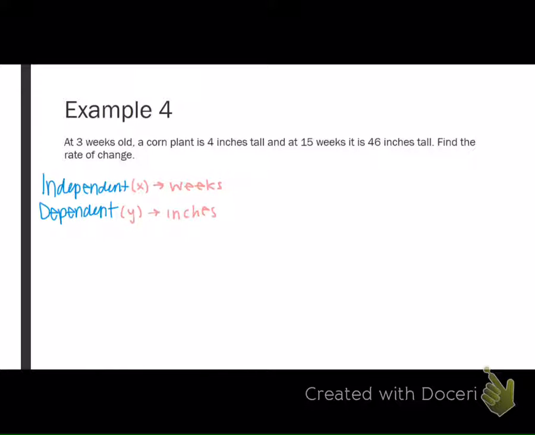So that means our ordered pairs are going to be weeks, comma, inches. So, RC, what is one of our ordered pairs then? Three. So, at 3 weeks, it is 4 inches. Josh, what is another one?